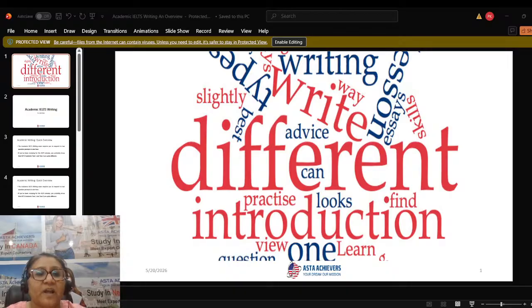As far as task 1 is concerned, it is basically report writing based on visual data, while an essay requires you to write a formal essay based on a given statement or question. As far as task 1 is concerned, we have 8 question types, which I will be covering in detail in my subsequent slides.